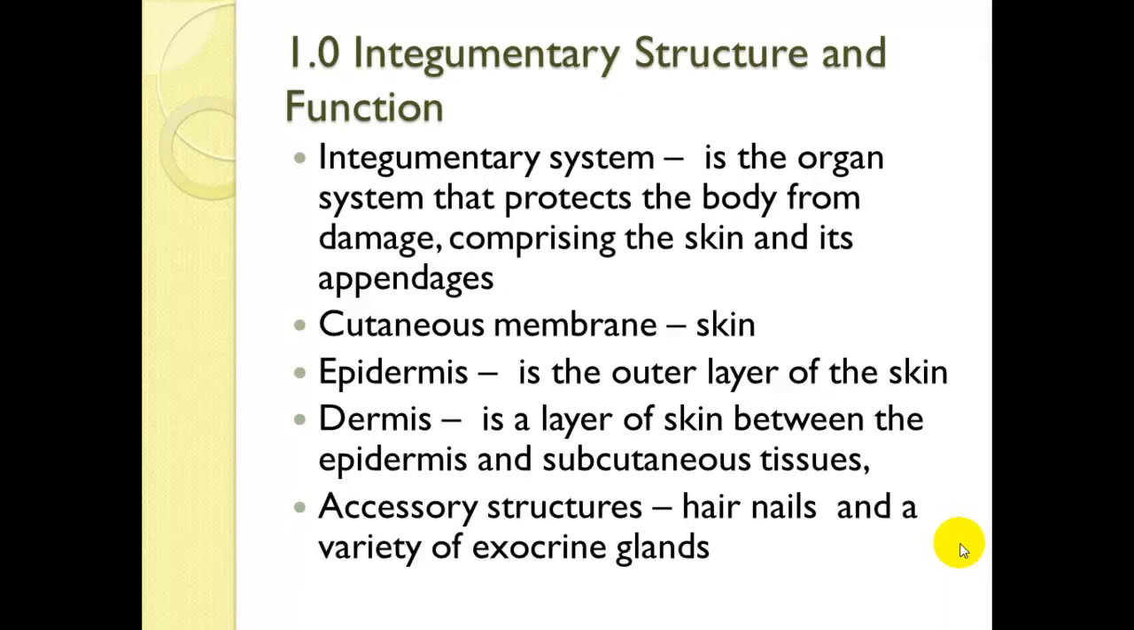Structure and function. The integument system is an organ system that protects the body from damage, comprising the skin and its appendages. Cutaneous membrane is another word for skin. Epidermis is the outer layer of skin. The dermis is the layer of skin between the epidermis and the subcutaneous tissues. And then we have accessory structures, which include hair, nails, and a variety of exocrine glands.